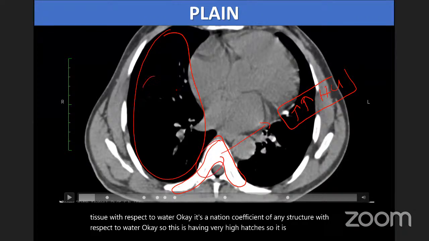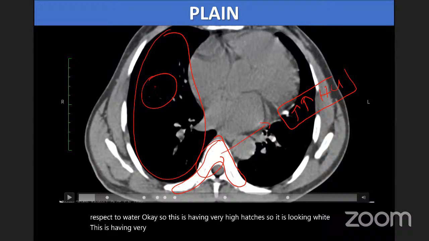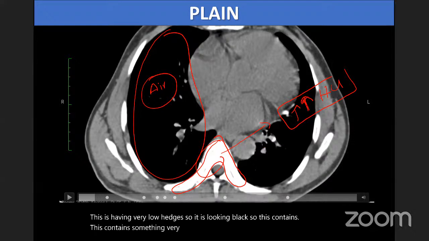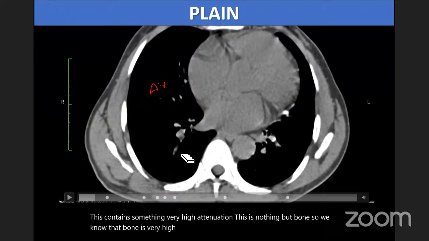This has a very low HU, so it is looking black. So this contains air, and this contains something with very high attenuation. This is nothing but bone. We know that bone is very high attenuation, and that lung is very low attenuation. So in this image, this is lung.